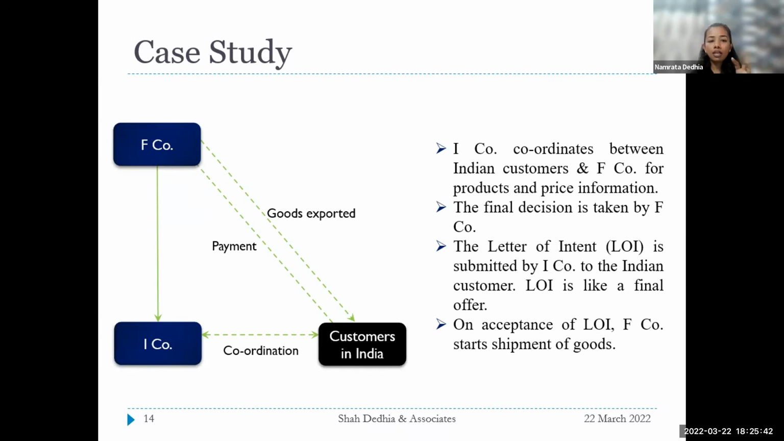So if it can be demonstrated that contracts are not being concluded by ICO and ICO is not securing orders, which appears to be the facts of this case study, then ICO will not be considered as a business connection for FO in India. And therefore, there is no question of 9(1)(i) getting triggered or any income being attributable to that business connection in India.